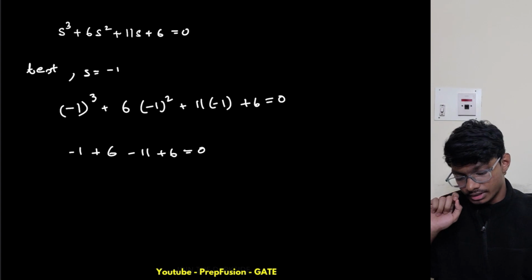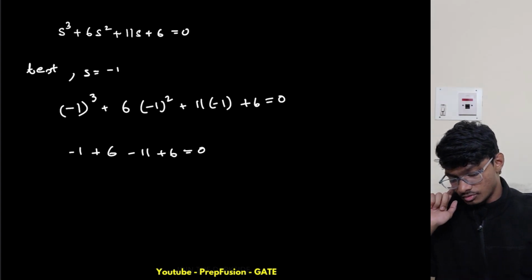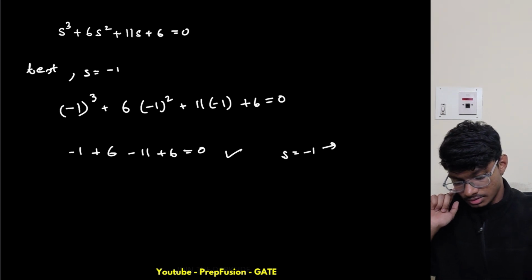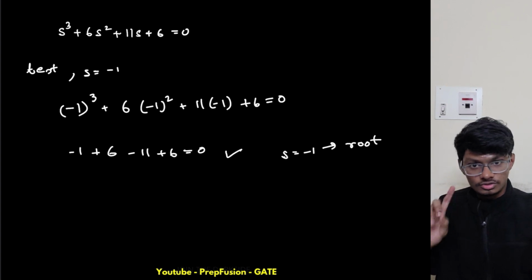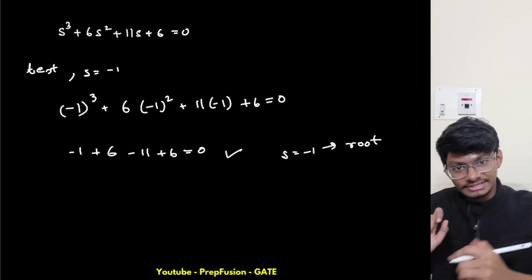Okay, so what do I get? I get 0. So this is satisfying, right? So hence this is satisfying. So my s equals to -1 is a root, right? So s equals to -1 is a root. So that is again very lucky, right? That is again very lucky.